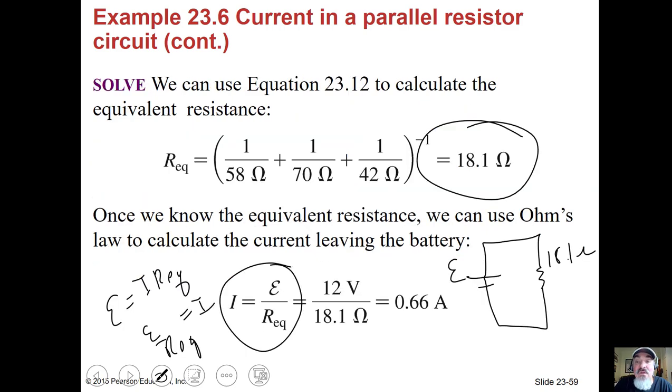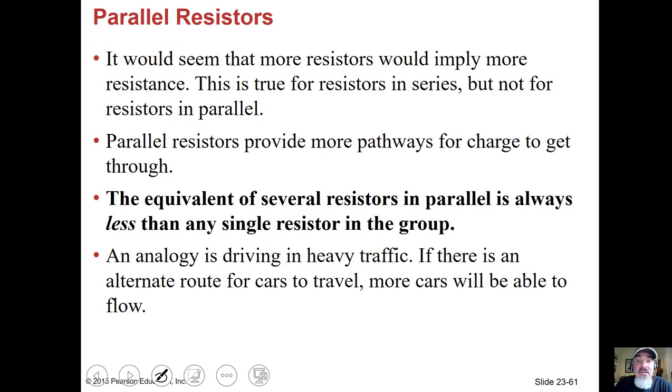The equivalent resistance is 18.1. That's less than any of these individual numbers here. That's just the opposite of series. Series, you add them all together, so the total resistance is always more than any individual resistor. Okay, so you just have more pathways, so the overall resistance is less. More and more different ways to flow.